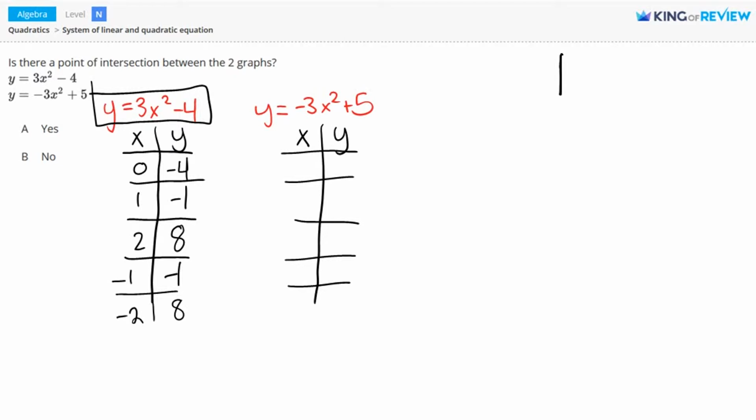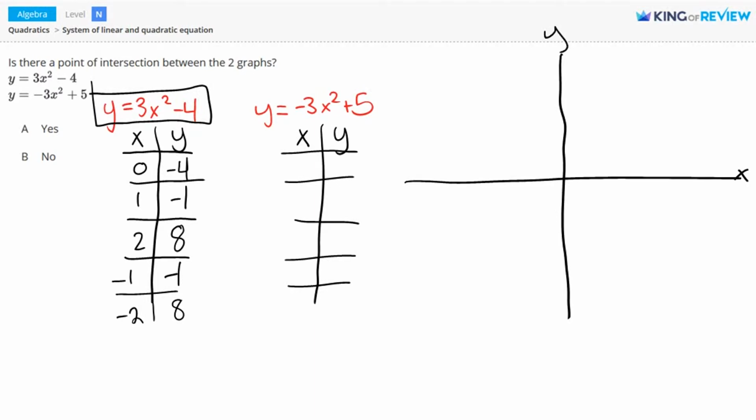Now I have several points, and I'm ready to make a coordinate plane to plot these points on. Here's my x-axis and my y-axis. Okay, now I'm ready to plot the points. I have a point at 0, negative 4, which is right here.